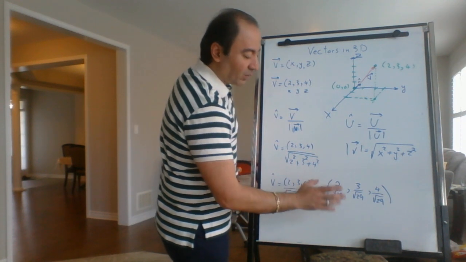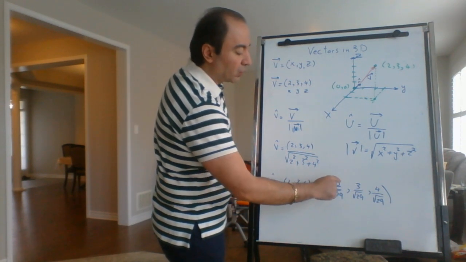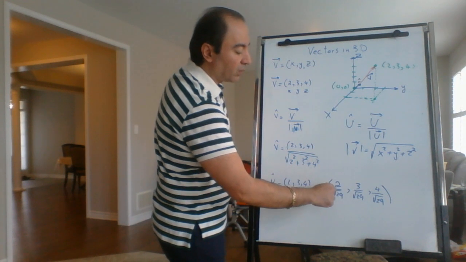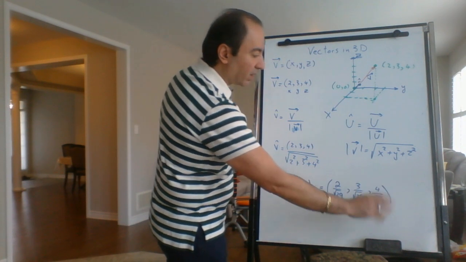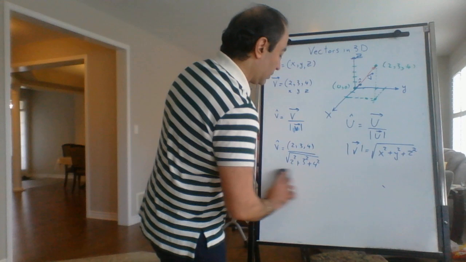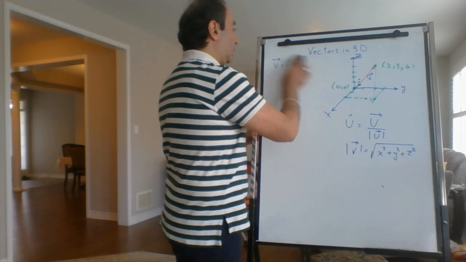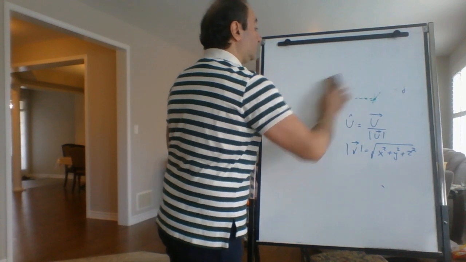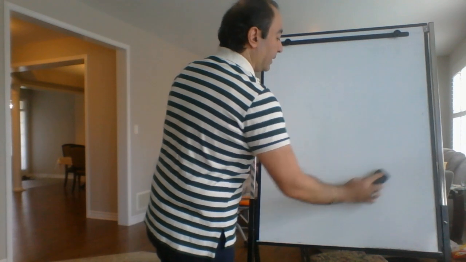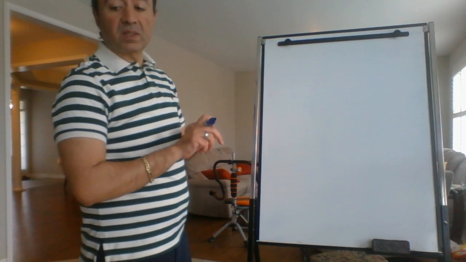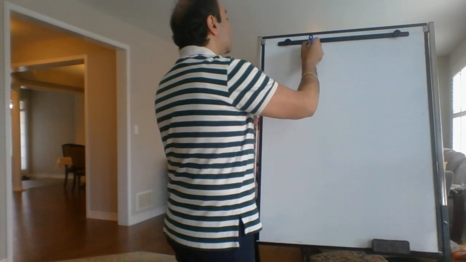But it looks better if you multiply, so it should be 2 radical 29 over 29. But up to here, I am fine. Okay, now I want to go further and tell you about special unit vectors.